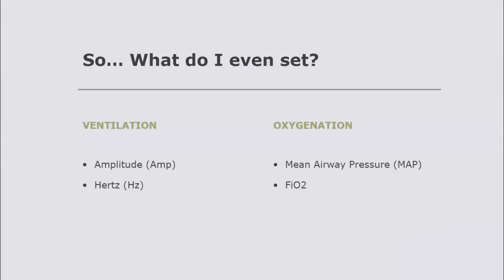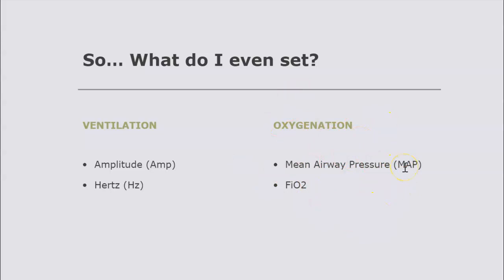Okay, so what do I even set? With all those buttons and knobs that we have, let's just break it down. I'm all about the keep it simple life. If we need to adjust ventilation, we adjust the amplitude and the hertz. If we need to adjust oxygenation, mean airway pressure and FiO2. Just keep it separate. Think, okay, I'm having an oxygenation issue. What do I need to adjust?